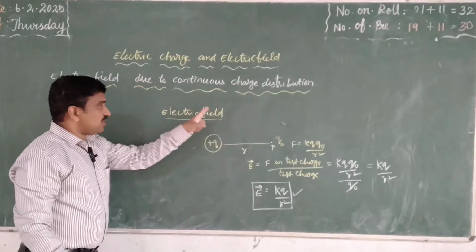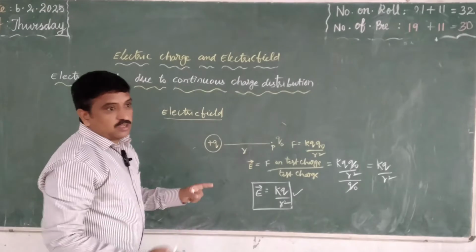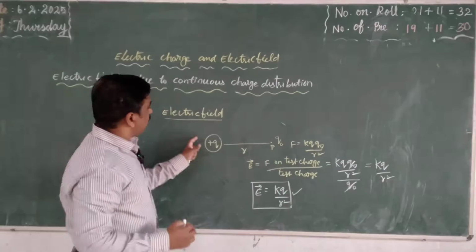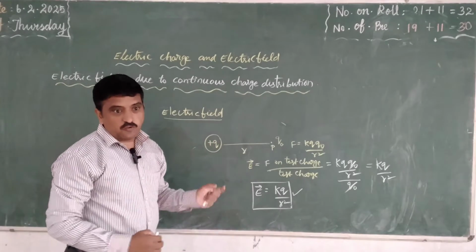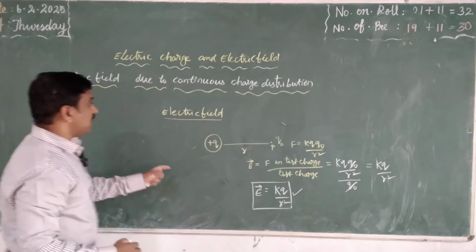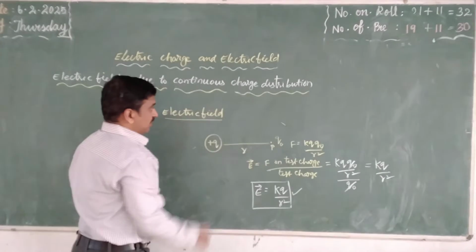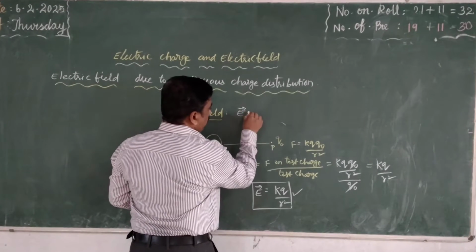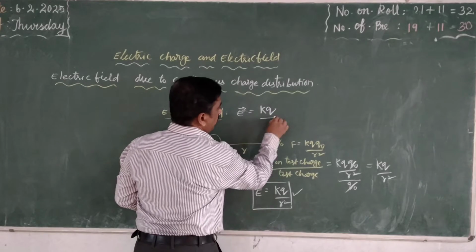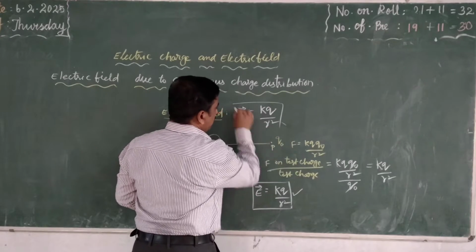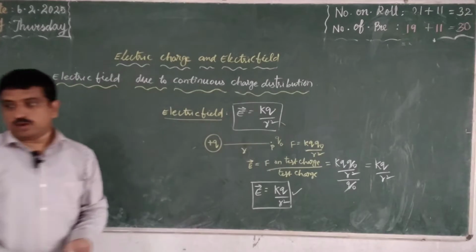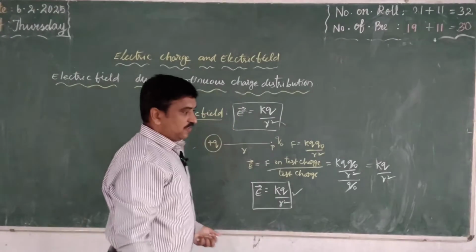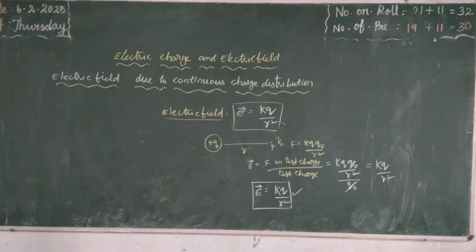That influence around the charged particle is called the electric field. It means a region around a charged particle within which a force is exerted on another charged particle; that region we call the electric field. The electric field formula is E equal to K Q by R square. The magnitude of the electric field is K Q by R square. We also call it the intensity of the electric field.